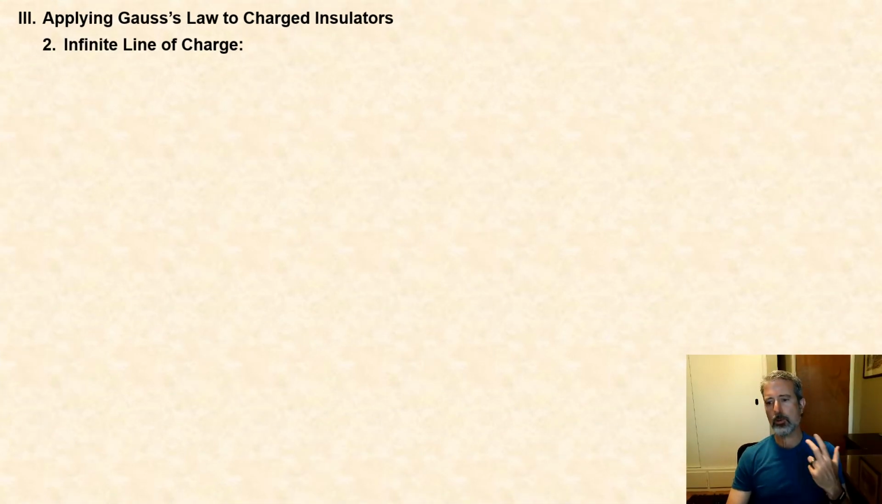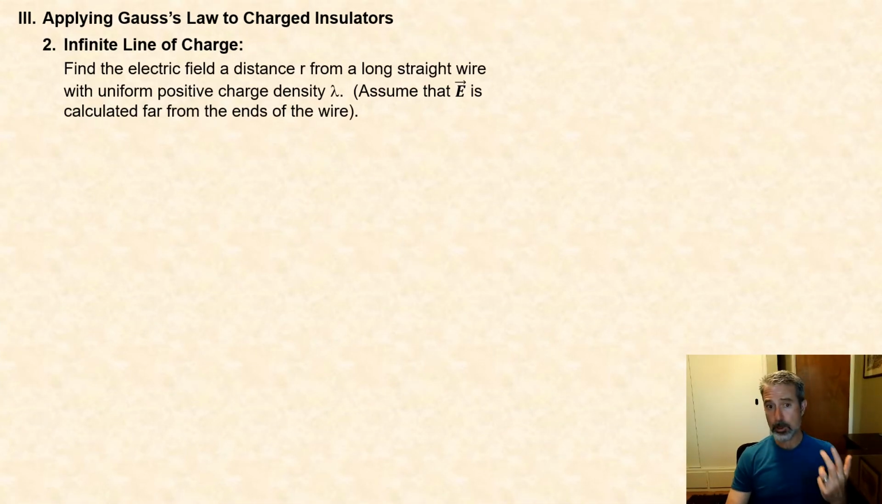All right, so this next problem asks us to find the electric field at distance r from a long straight wire with uniform positive charge density lambda. It says assume that the electric field is calculated far from the ends of the wire. So we can't draw an infinitely long wire, but we will assume that it's very long and where we're trying to find the field is nowhere near the ends of the wire.